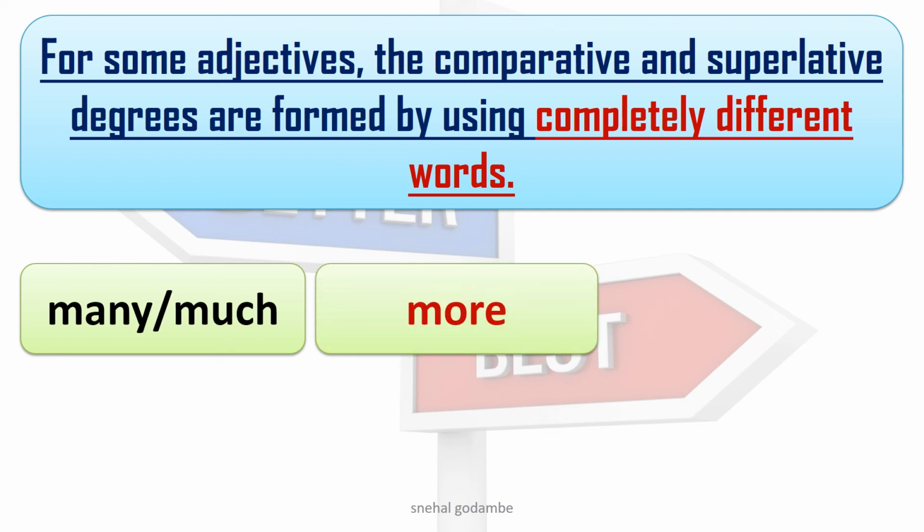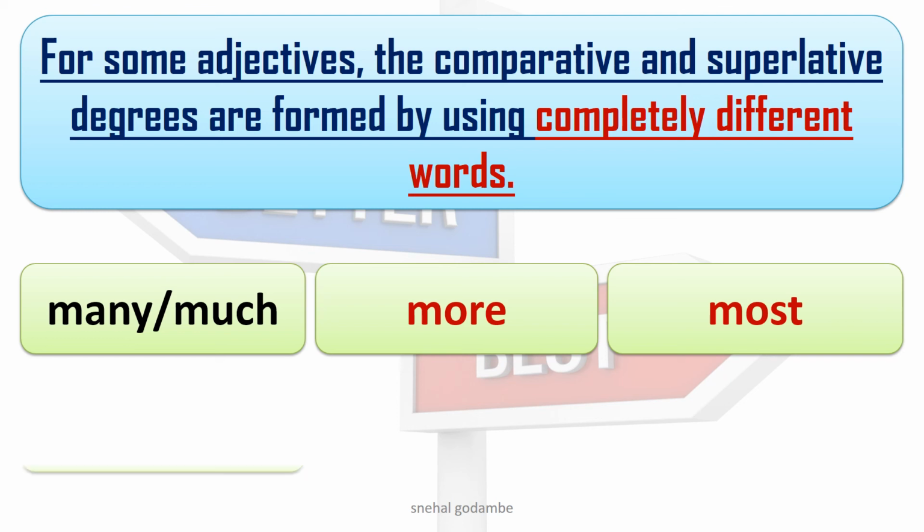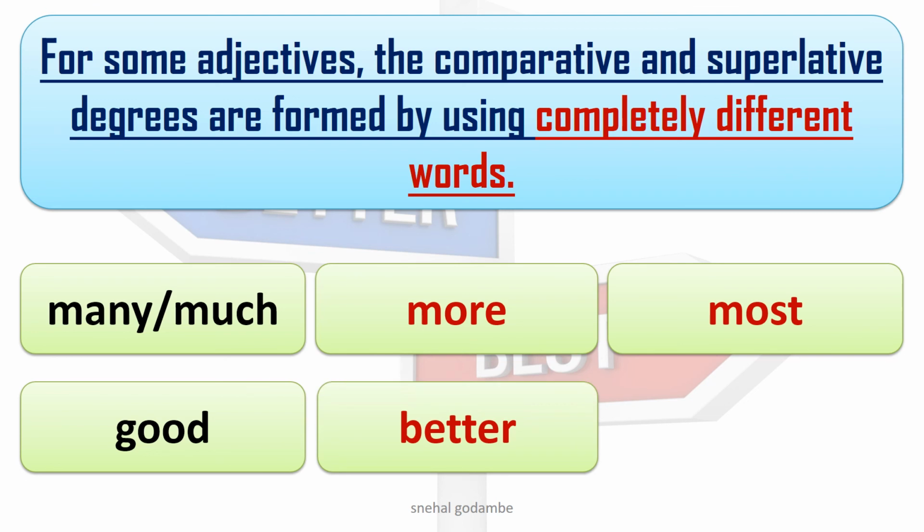Many or much. In comparative form, it is more. And in superlative form, it's most. Then good. You know this word, familiar to you. Better, best. Okay. So for these types of words, we are not going to add er or est, not more and most, but they have completely different forms or words as comparative and superlative degrees.